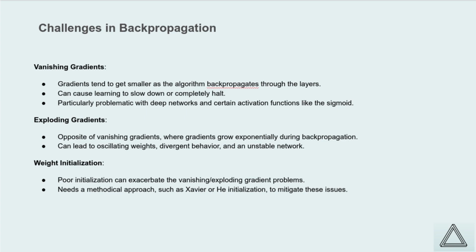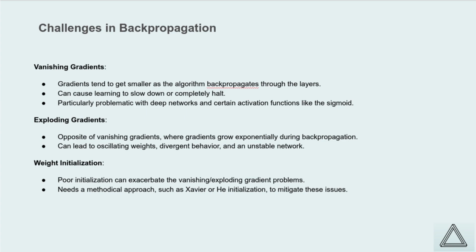Weight initialization. The initial setting of the weights can significantly influence the network's ability to learn. Poor initialization can lead to vanishing or exploding gradients. Implementing a thoughtful strategy for weight initialization, such as Xavier or He initialization methods, can help mitigate these problems. These methods adjust the weights based on the number of inputs and outputs from a layer, providing a balanced starting point that neither amplifies nor diminishes the gradients too much as they pass through the network.